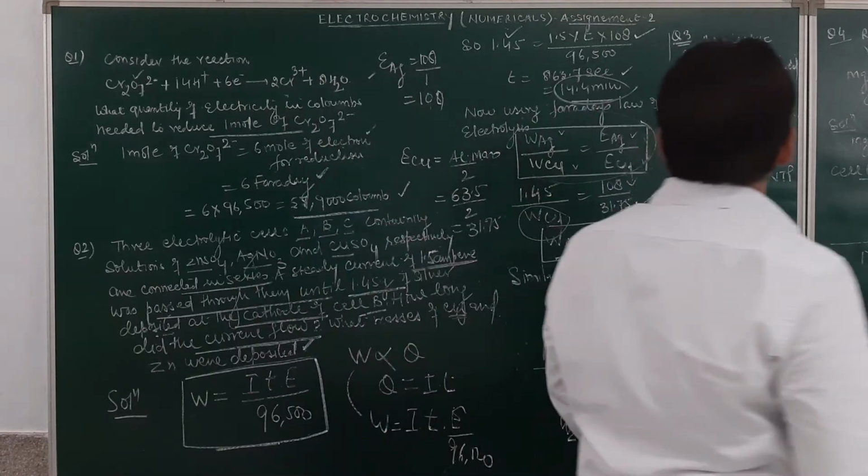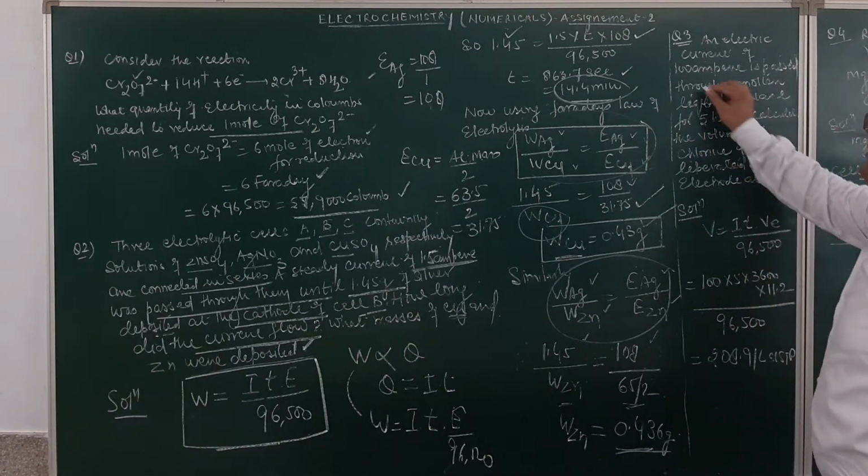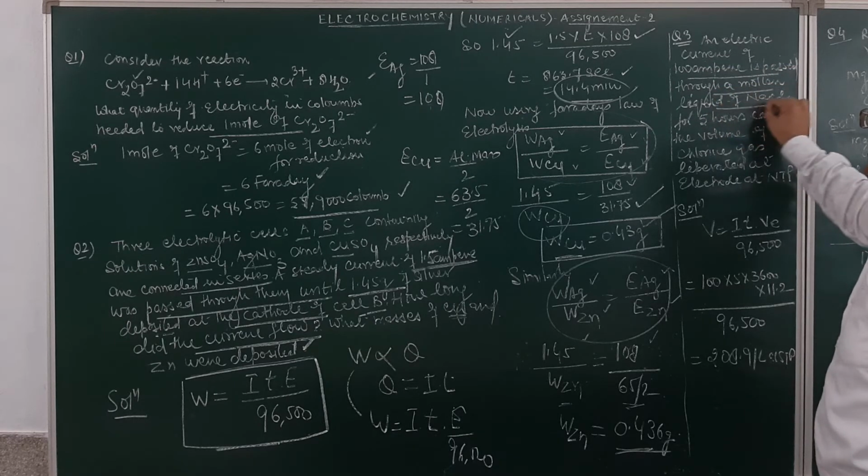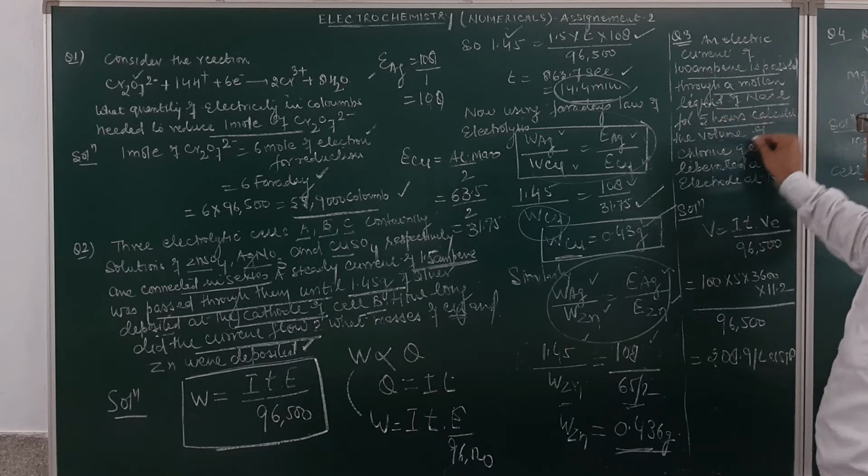Now, if we look at question number 3, an electric current of 100 ampere is passed through a molten liquid of NaCl for 5 hours.